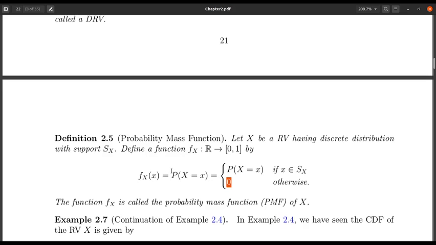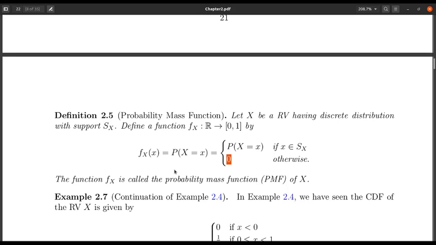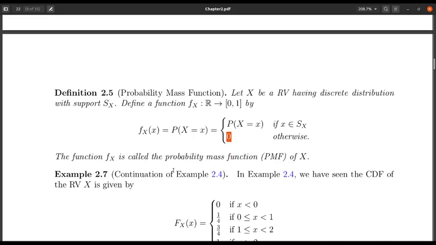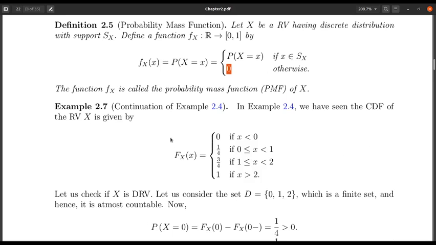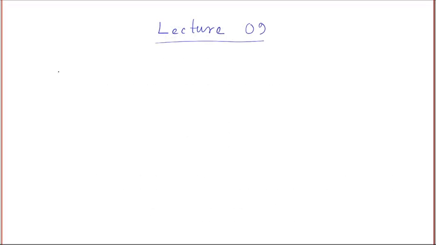Now let us try to understand this with some examples. The first example is a continuation of Example 2.4, where we are talking about the number of tails or number of heads when we toss a coin 2 times. In this case, as we have already pointed out, the distribution function is a step function.